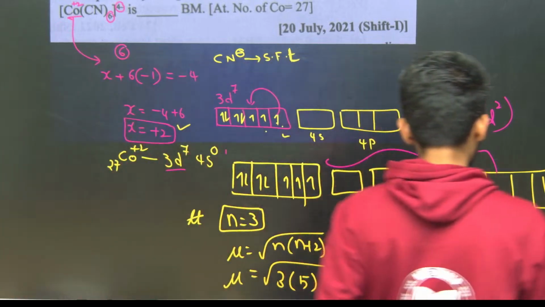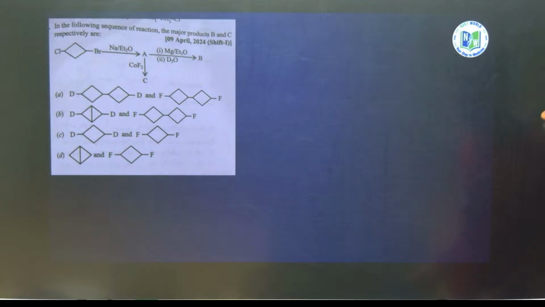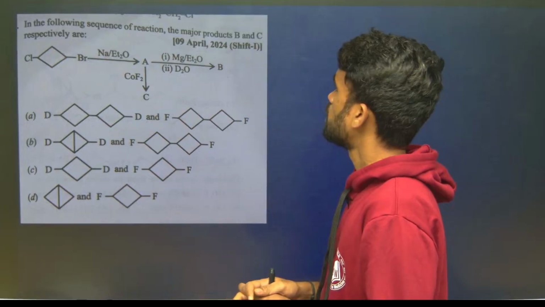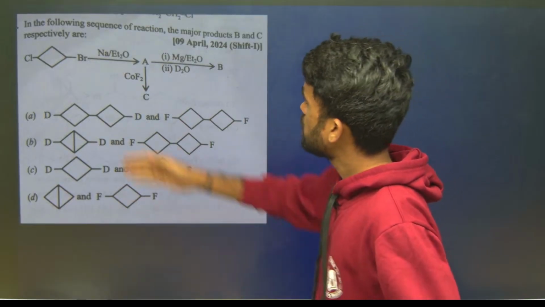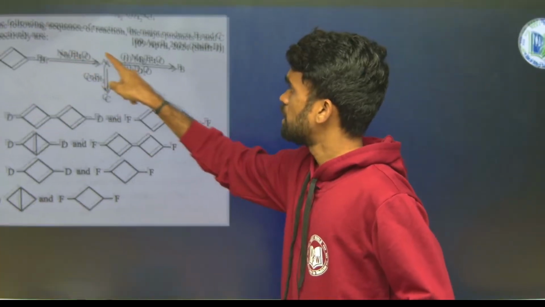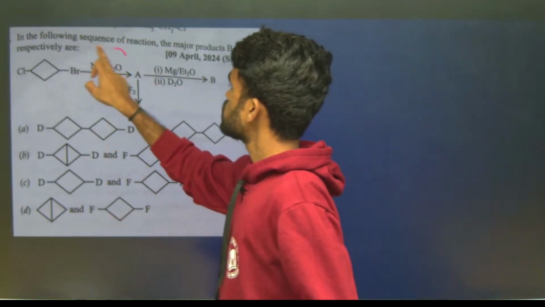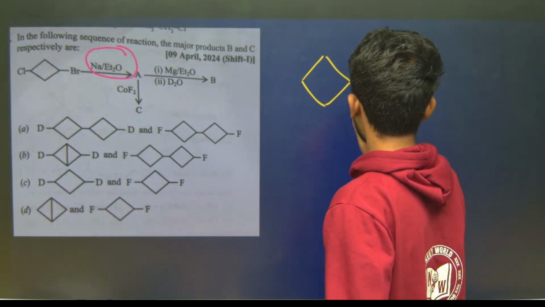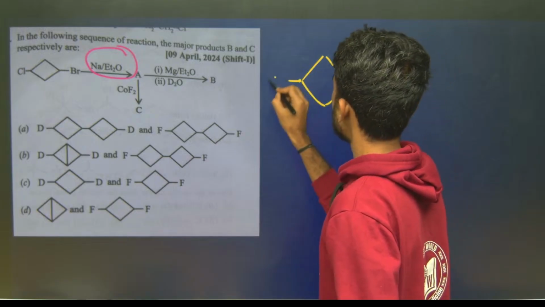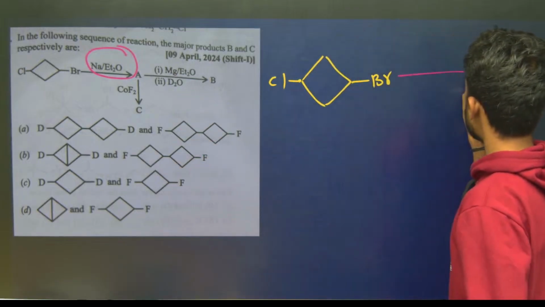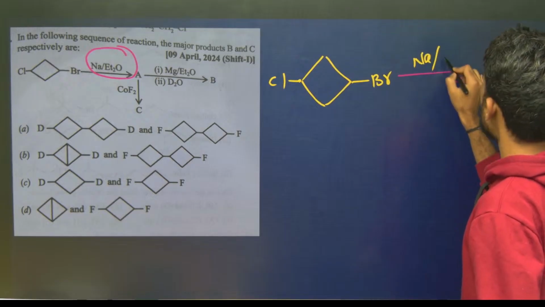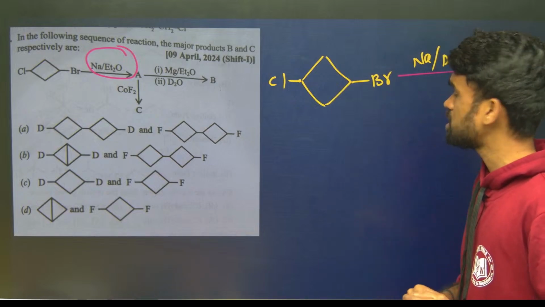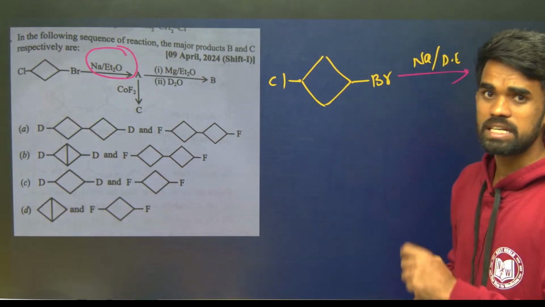Okay, and after this, look at this. In the following sequence of reactions, the major products B, C respectively are, okay. So we have this reaction mentioned with reagents here. So what happens to this alkyl halide? We have Br and chlorine here right now. By looking at the reagents, whenever we treat this with sodium in dry ether, Wurtz reaction takes place. In Wurtz reaction, we will be getting alkanes as products, okay.